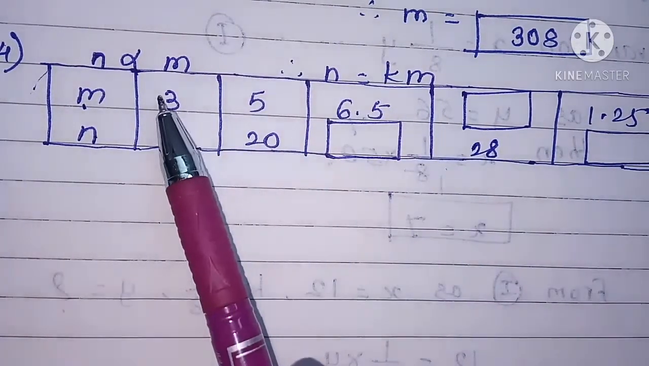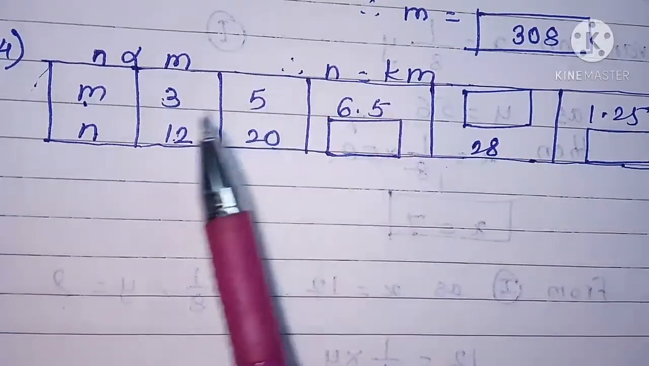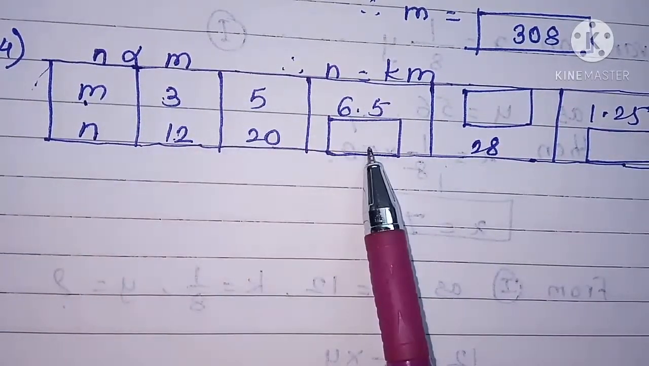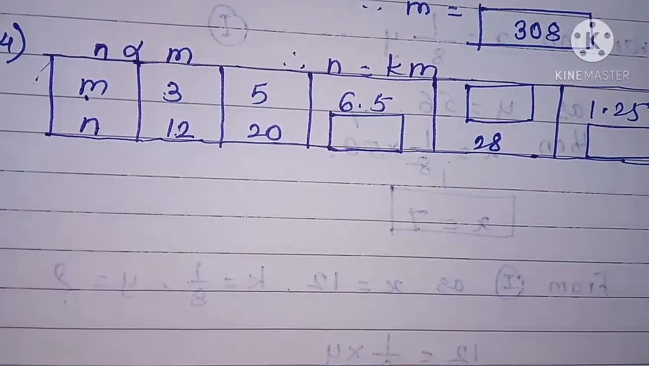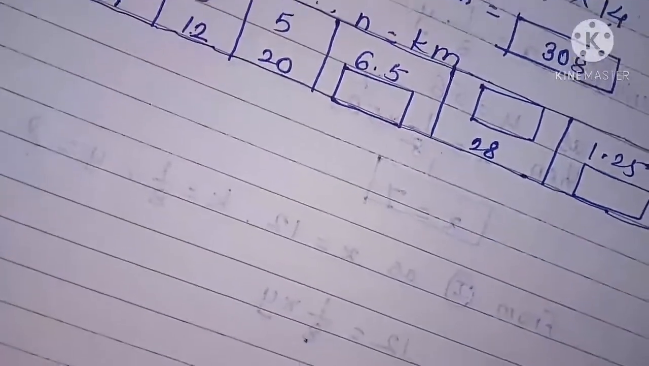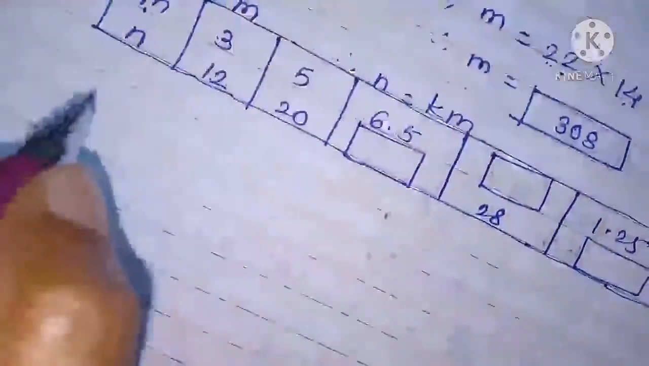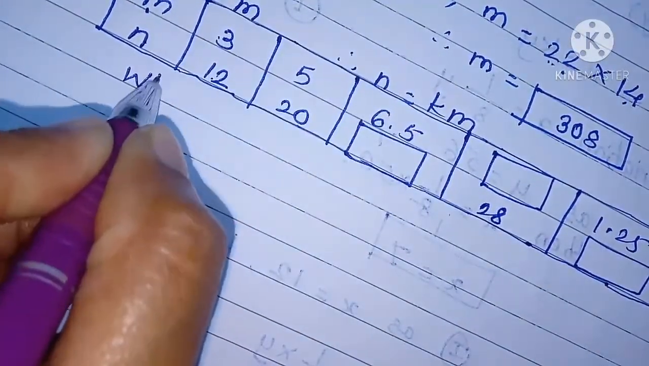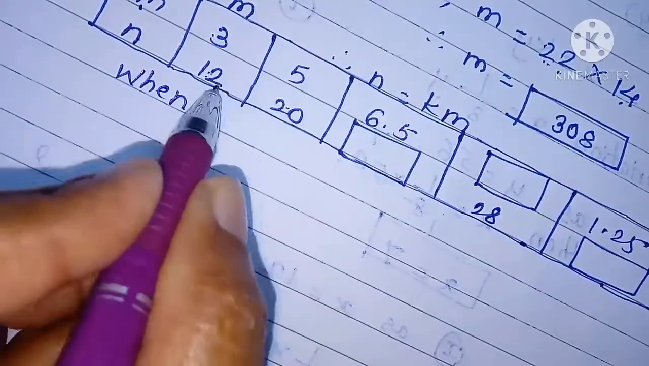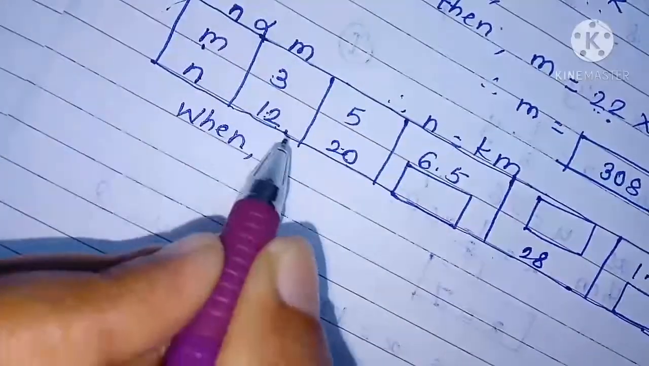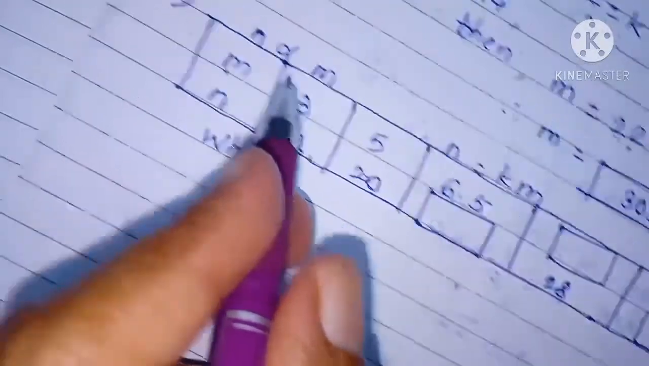So first find out k, and from this find out the values of n and m. So let's see, let's begin. When finding the constant term first, you can take any one from this, no problem, because we are already given that n is directly proportional to m.